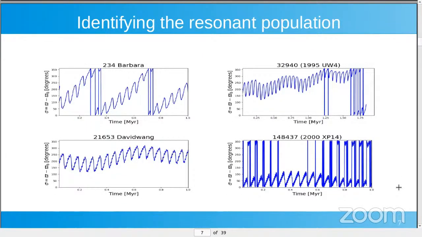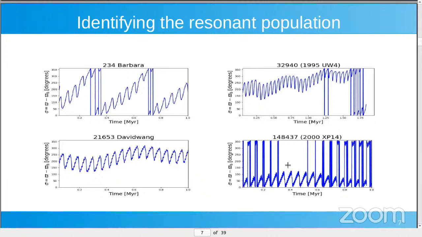So how can we identify asteroids that are interacting with the secular resonance? We can do numerical simulations of these objects under the influence of planets, then make plots of the time series of the resonant arguments, like we show in these plots. If the object is not in resonance, the resonant argument will go from 0 to 360 degrees, like for the case of 234 Barbara. If you have an oscillation around 180 degrees, the resonant argument will oscillate around 180, like for 21653 David Wang. You can have oscillation around 0, like for the fourth case. And then you can also have cases that, because of perturbation, switch between circulation and libration.